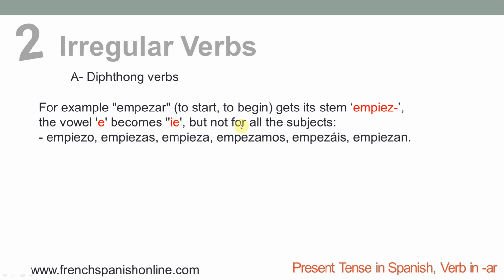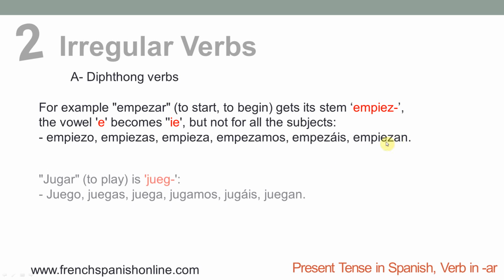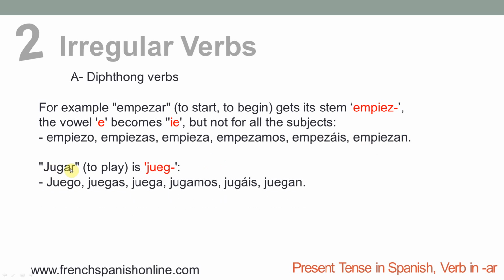But not for all the subjects, as you can see. If you want to translate now I start, you start, etc., you will say empiezo, empiezas, empieza, but here empezamos, empezáis. There are no irregular forms. Empiezan for the last one. The same thing for other verbs. For example, jugar, to play, becomes jueg for the stem. And we have to say it, I play, you play, etc. Juego, juegas, juega, jugamos, jugáis. Again, these two plural forms are not irregular. And the last one is juegan.